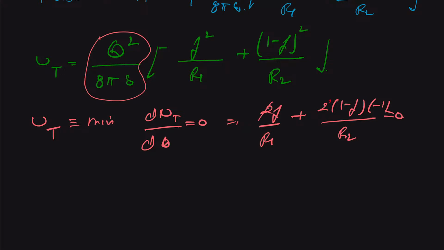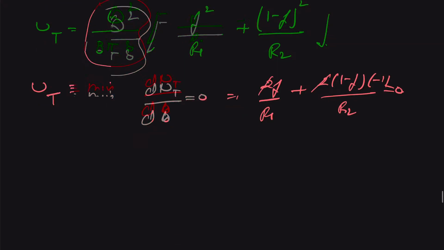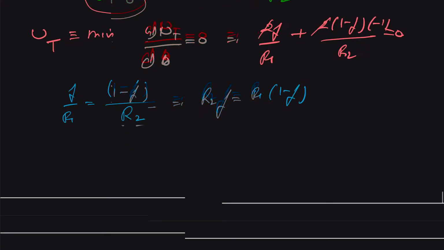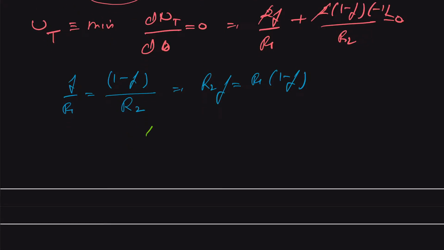So once again the 2 and 2 we can just ignore, and from here we get that f upon r1 is equal to (1 minus f) upon r2, and we can solve it for f. We get r2 f is equal to r1 (1 minus f). Therefore we get that the fractional part f will be equal to r1 upon r1 plus r2.